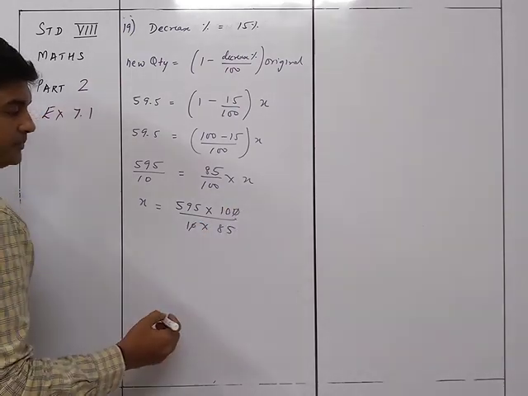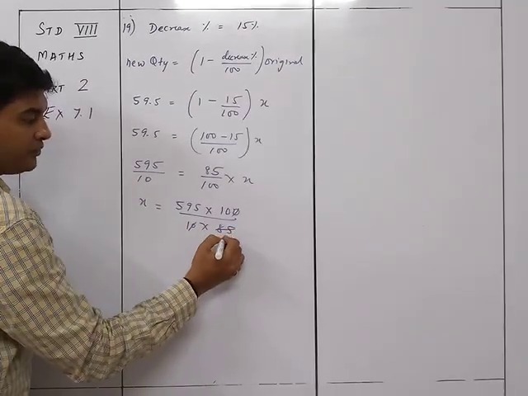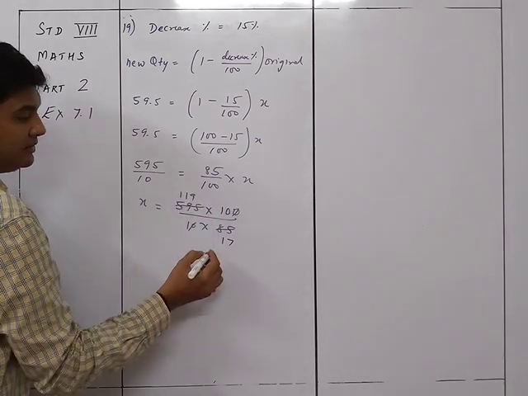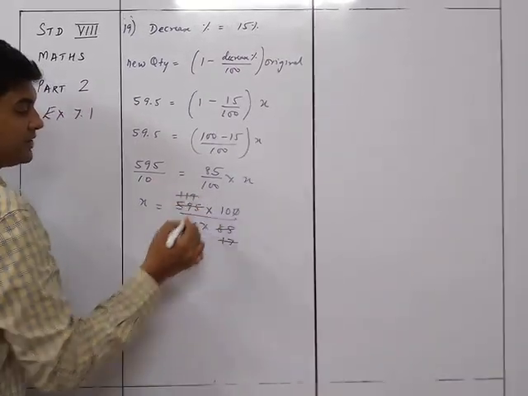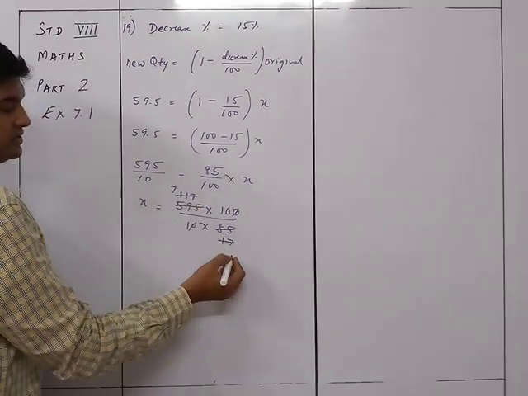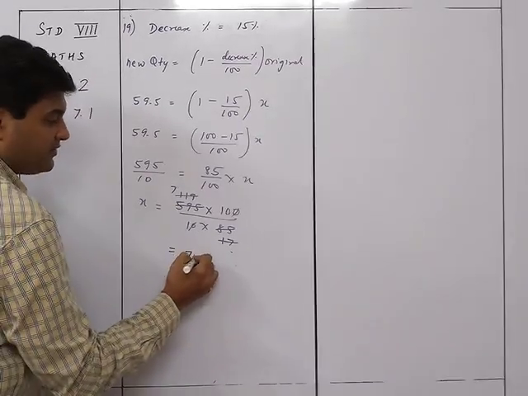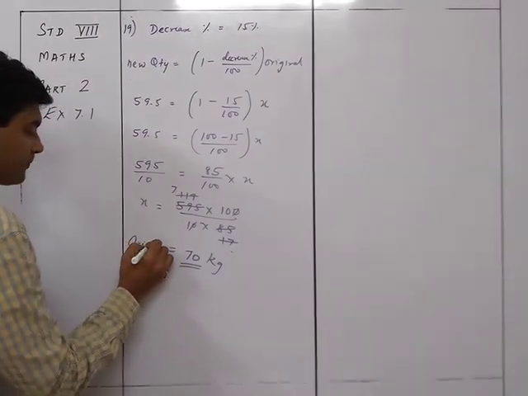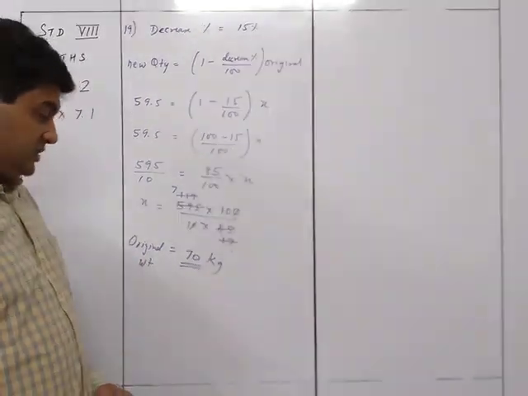The 0 gets cancelled. Then 5 17s are 85, 17 7s are 119, 7 7s are 49, yes, that's right. So it is 7 10s, that is equal to 70. So original weight was 70 kg. So original weight of Pratibha was 70 kg.